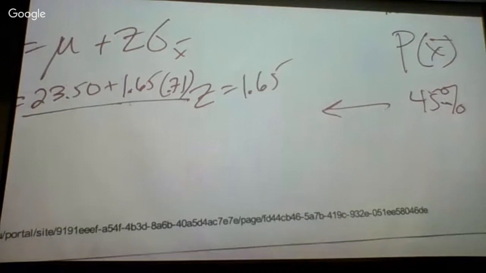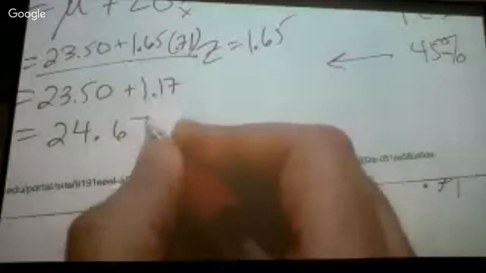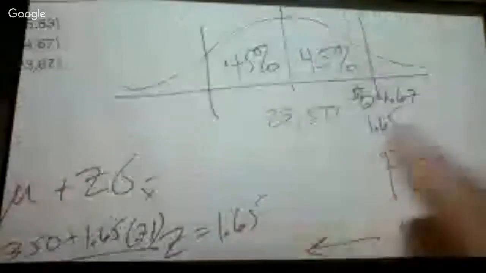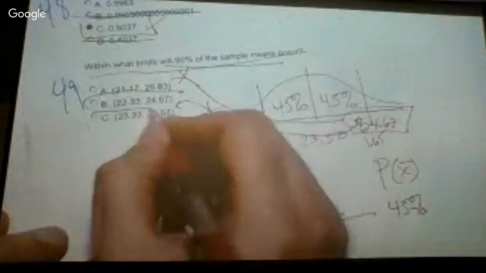So we're going to take $23.50, add $1.17. You get $24.67. That's the upper bound here. $24.67 as the upper bound.